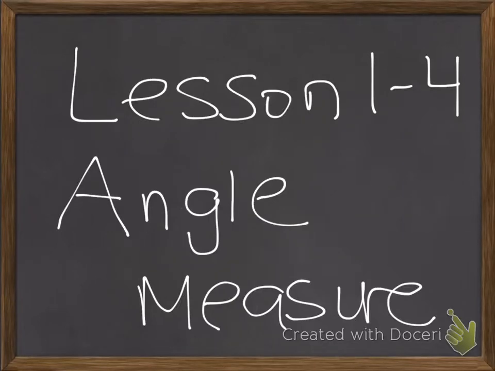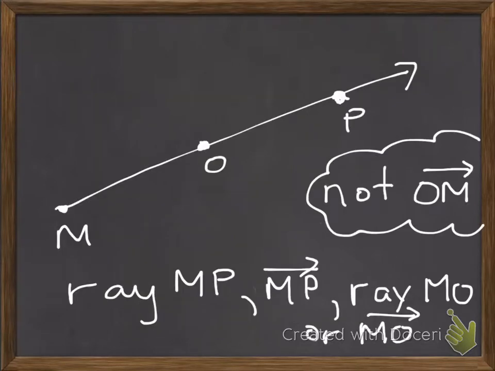Today we're looking at lesson 1-4 on angle measure. So the first part we're going to just talk about the different parts of angles. So this is called a ray. It's going to be a side of an angle.